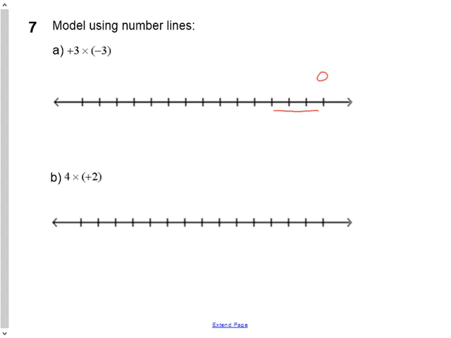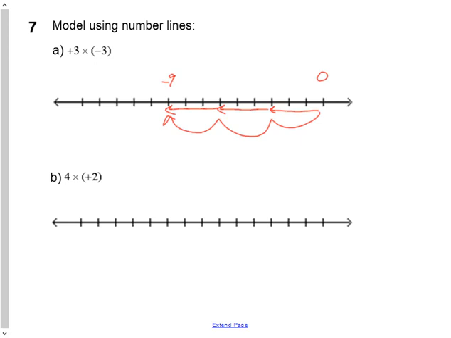Negative 1, 2, 3. There's one group of negative 3. 1, 2, 3. There's two groups of negative 3. And 1, 2, 3. There's three groups of negative 3, and I end up at negative 9. So we're adding three groups of negative 3 together. Each one of these is a negative 3. If you wanted to, you could go 1, 2, 3, either way, and you end up with negative 9.